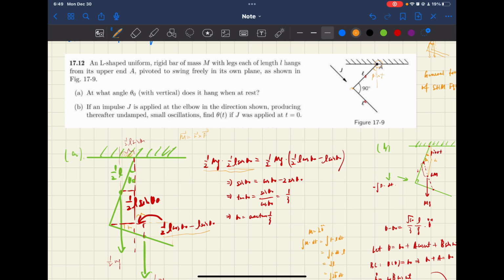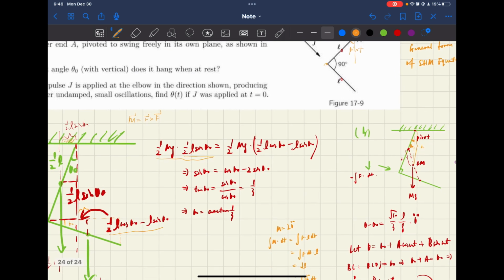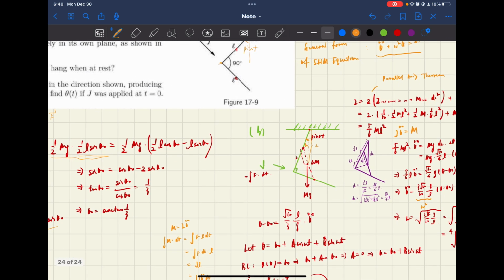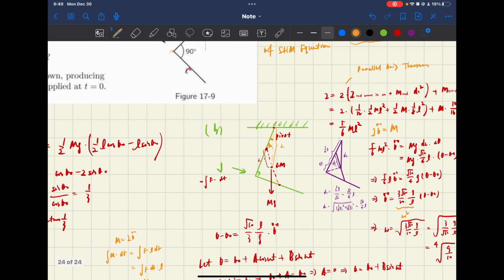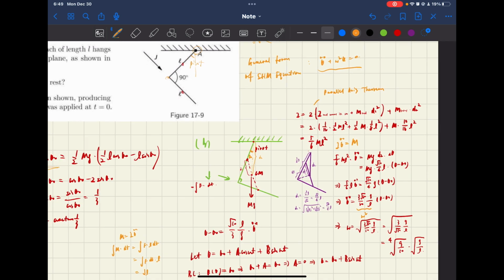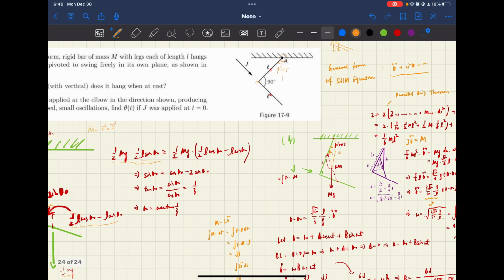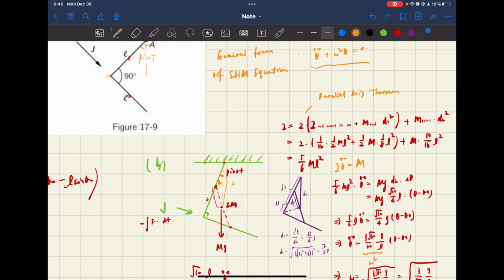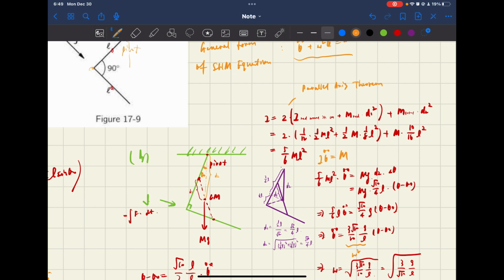It was applied at t equals 0, so the time is 0. It was applied at the start. Okay. Then we start to analyze the problem. First, you can see it's about oscillations, and the whole problem is about a rigid body. So first, we're obviously calculating the moment of inertia.